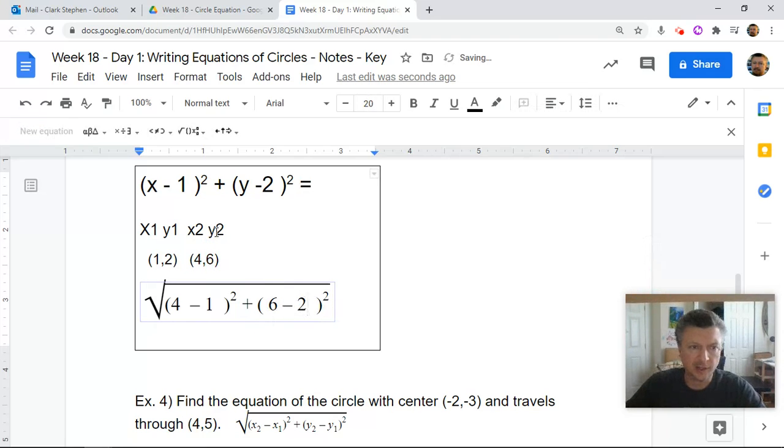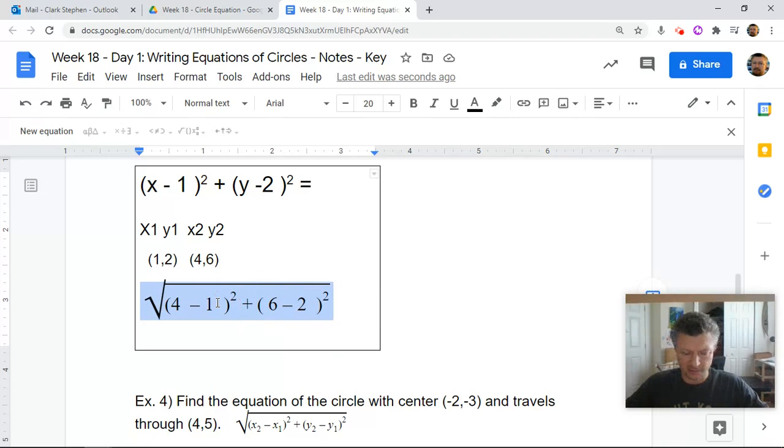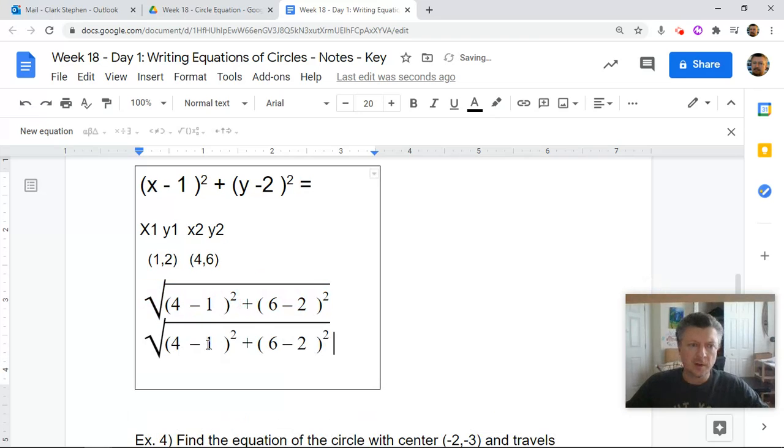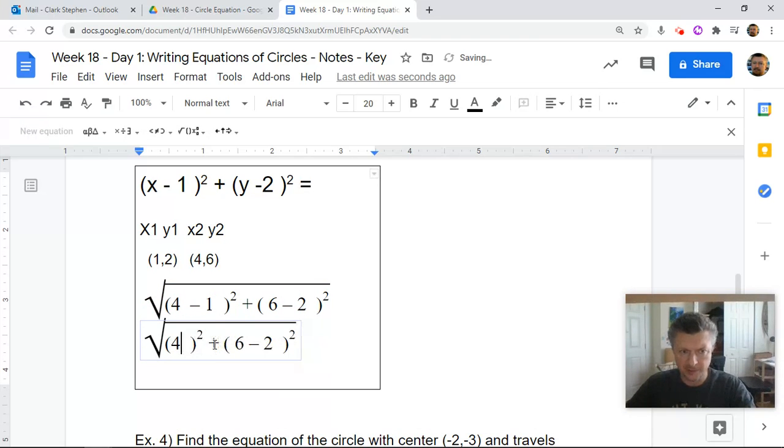Check it out. So x2 minus x1, which is 4 minus 1, and y2 minus y1, which is 6 minus 2. Okay. All right, so now I'm going to just solve this. I'll copy and paste it and just keep solving. 4 minus 1 is 3. 6 minus 2 is 4.